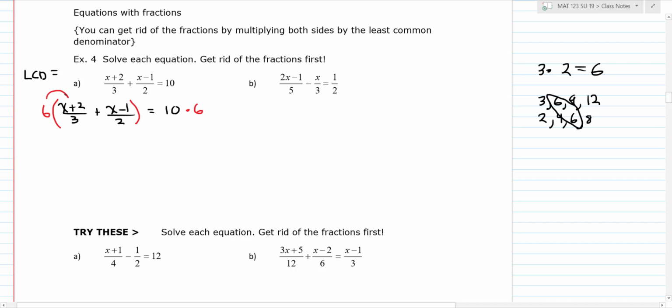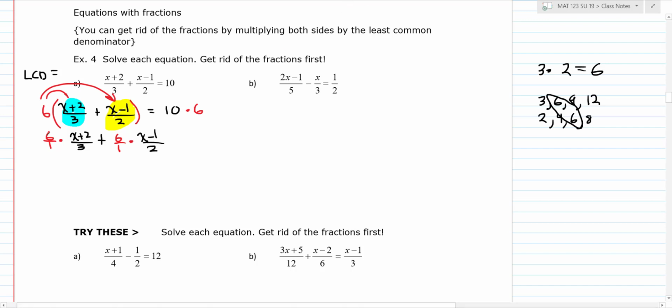So I take 6 over 1 times the first part. The first part of this is x plus 2 over 3. I just write it down for now, because what we're going to do is reduce the 6 and 3 anyway. Then bring down the plus sign, then do the same thing. Take the 6 times this, so this will be 6 over 1 again times x minus 1 over 2.